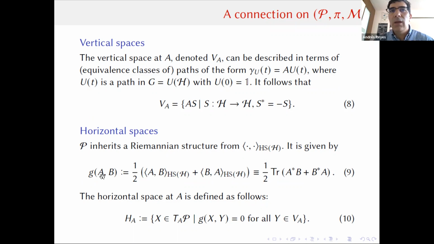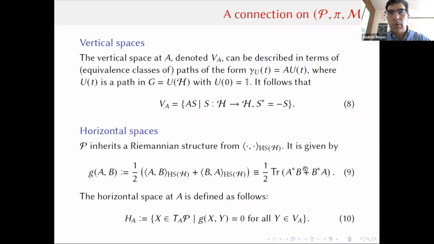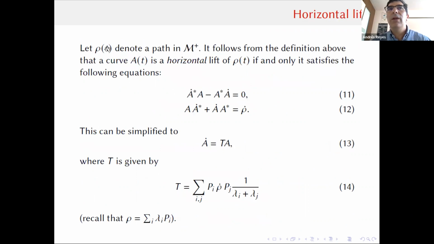So this Riemannian structure will allow us to define what we mean by horizontal. So a vector will be horizontal if it is perpendicular to the vertical space in the sense of this metric structure. And this defines a family of horizontal spaces that behaves in the proper way with respect to the action of the gauge group. So we actually have a connection. One can check all this, that it will define a connection. And then using this connection, one can study the problem of lifting a curve of density matrices, a path of density matrices, to the total space.